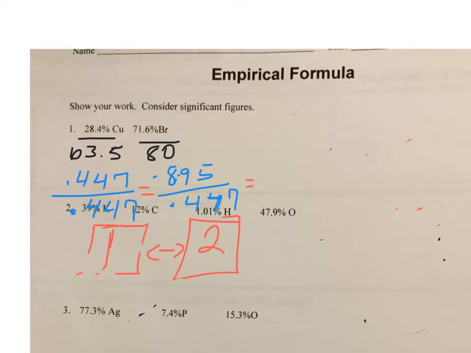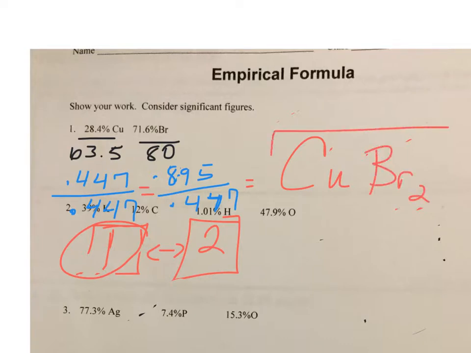Okay? Is that how we're going to write it down? No. So what this means right here is that you have 1 copper and you have 2 bromines. Okay? So this right here, this is your empirical formula. Okay? Because can I have different chemicals with the same elements? Could I have like a CuBr3? Yeah. Or I could have a CuBr where copper's just 1, right?